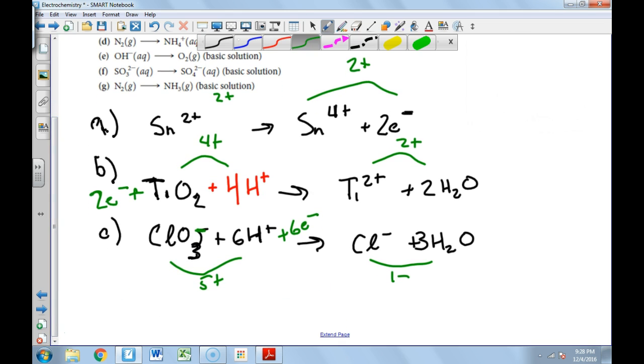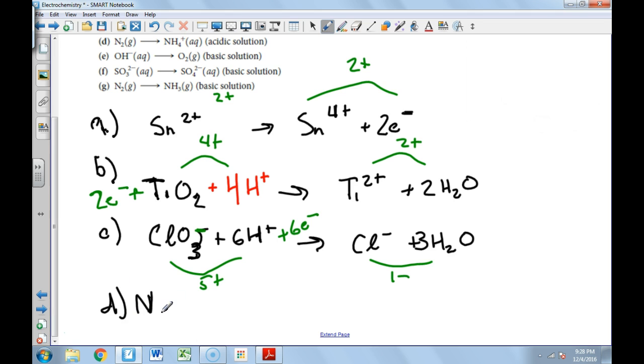Now part D. We have N2 reacts to form NH4+. Nitrogen gas going to ammonium ion. We're going to first put a 2 out in front there, because this is the first one in this series where we actually have to balance the non-hydrogen and oxygen atoms. Now the next thing is to balance the oxygens. There are no oxygens to balance in this case using water, so we go to the next step: balance hydrogens using H+. So we're going to do 8 H+.